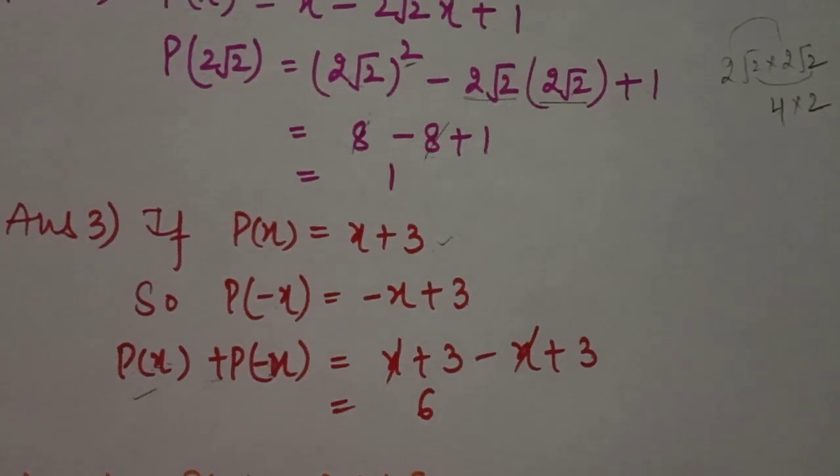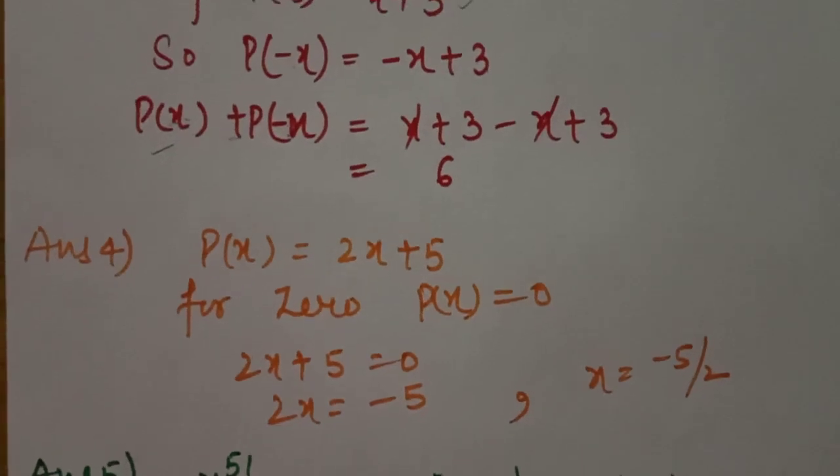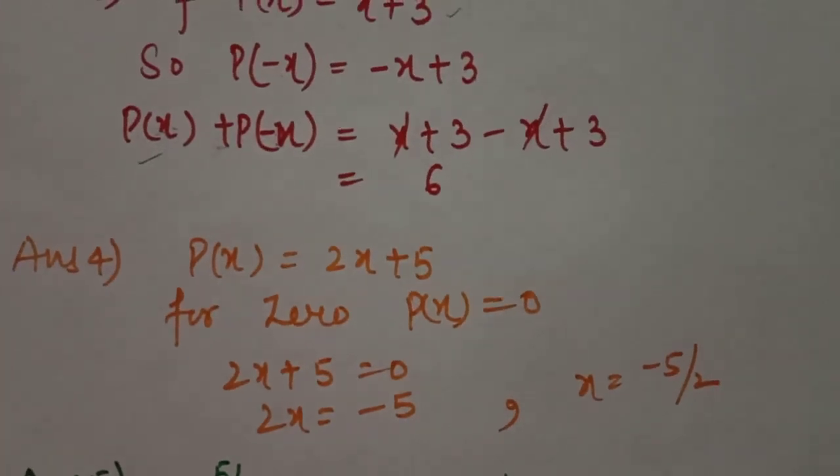Question number 4 was, the zero of the polynomial p(x) which is equal to 2x plus 5 is. So we have to find the zero of this polynomial. For finding the zero of a polynomial, students, if you remember your exercise 2.2, I taught you how we find the zero of any given polynomial. So first of all, for finding the zeros, we have to put the polynomial equal to 0. So 2x plus 5 is equal to 0.